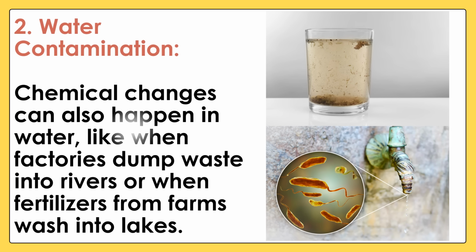Second is water contamination. Chemical changes can also happen in water, like when factories dump waste into rivers or when fertilizers from farms wash into lakes.